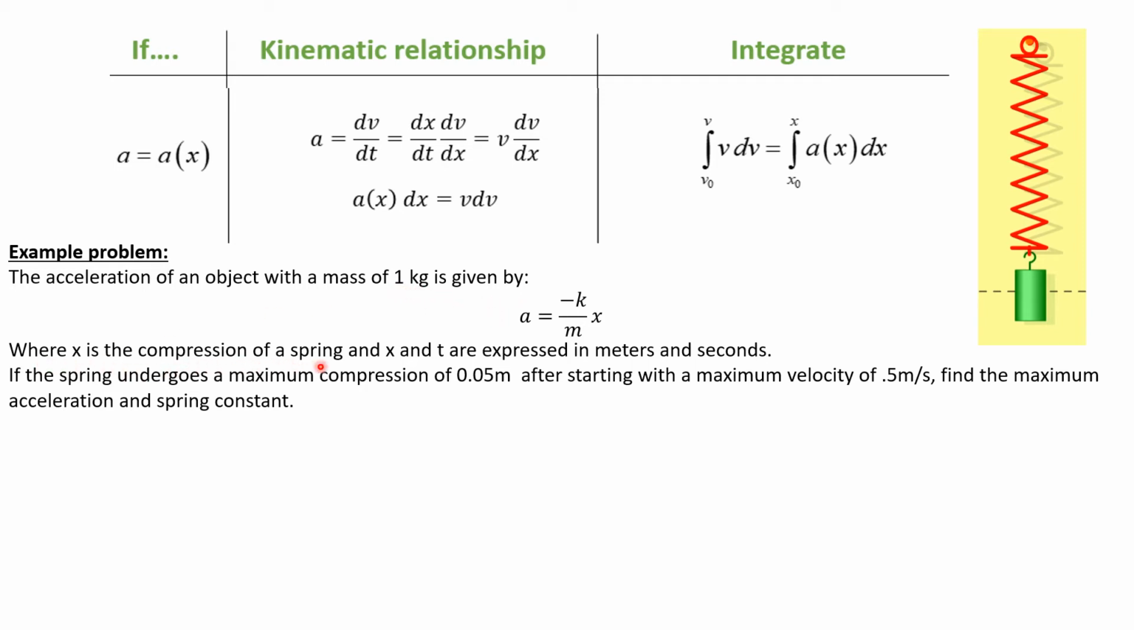where x is the compression of the spring, x and t are expressed in meters and seconds. If the spring undergoes a maximum compression of 0.05 meters, so this is going to be the amplitude of how far this guy is stretching around. Okay, after starting with the maximum velocity, so we're just getting a lot of boundary conditions here. So there's our max velocity, our max compression, and we want to figure out what the max acceleration is and what our spring constant is.